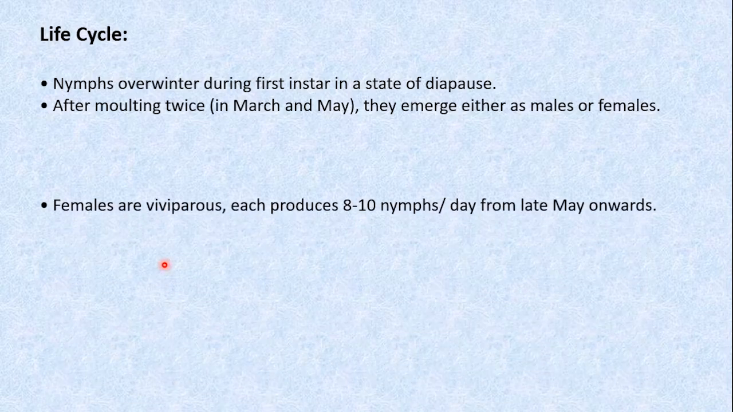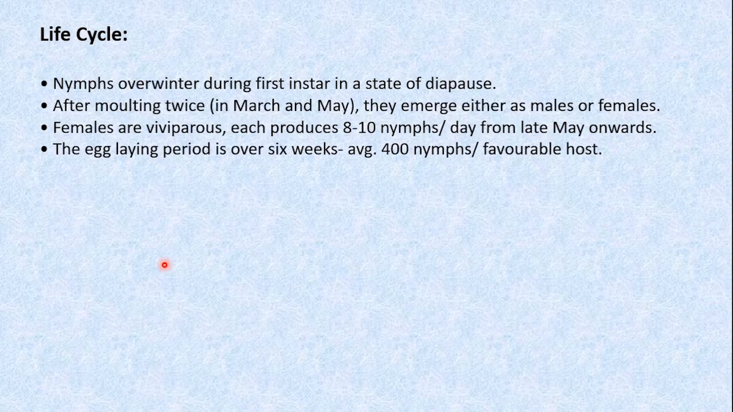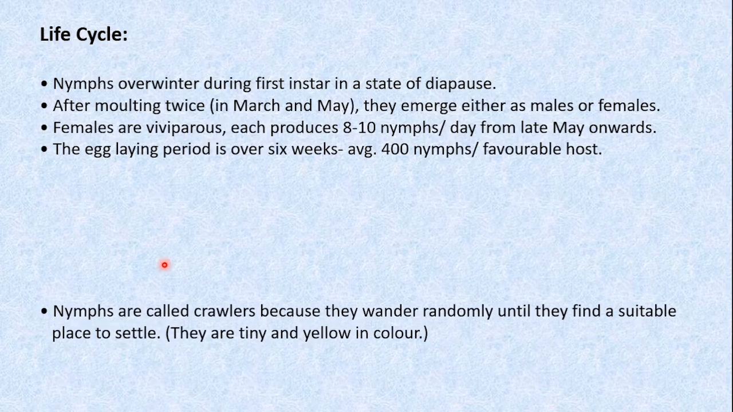They molt twice, once in March, once in May, and they can either give rise to males or females. Males are winged, females are wingless, and females typically show viviparity to give rise to these nymphs and can produce 8 to 10 nymphs per day. The egg laying period is over 6 weeks, so calculating as 400 nymphs per favorable host.